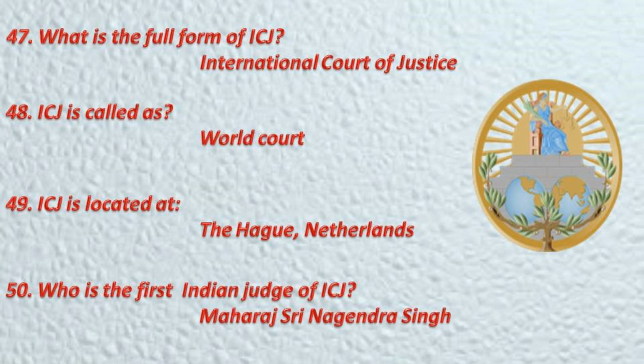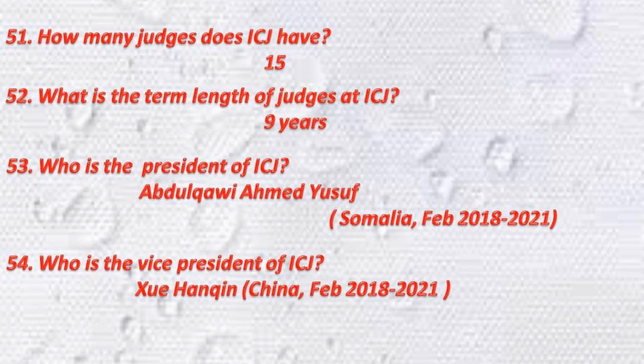48. ICJ is called as World Court. 49. ICJ is located at The Hague, Netherlands. 50. Who is the first Indian judge of ICJ? Maharaj Sri Nagendra Singh. 51. How many judges does ICJ have? 15. 52. What is the term length of judges at ICJ? 9 years.